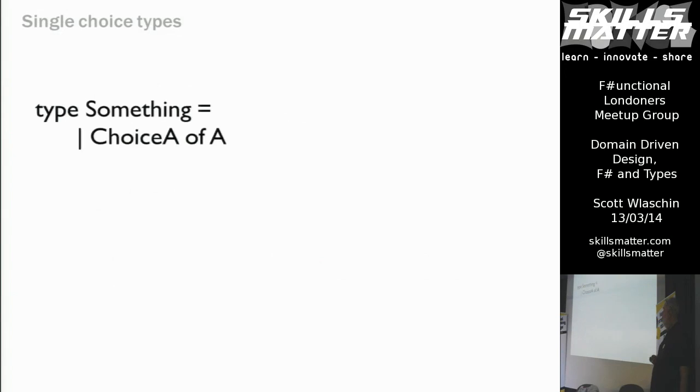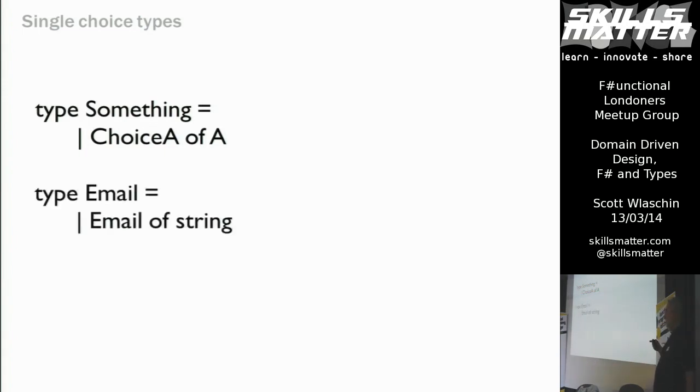All right, what else can we do with these types? So there's something I call single choice types, single case types. It's a choice type or a sum type with exactly one choice, with one case in it, like this. I've got something is a choice A of A. There's no choice B, there's no choice C. There's just one choice. And you think, well, why would I ever want just one choice? What possible purpose does that solve? So let me give you some examples.